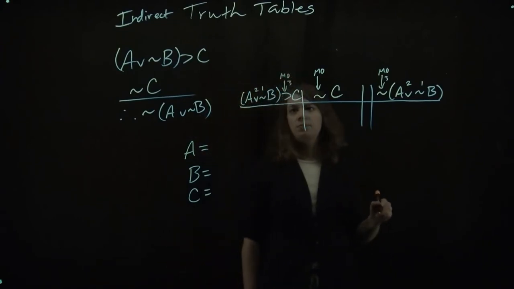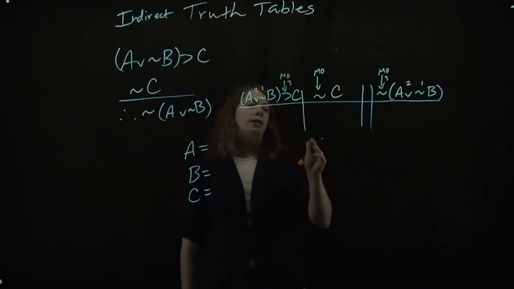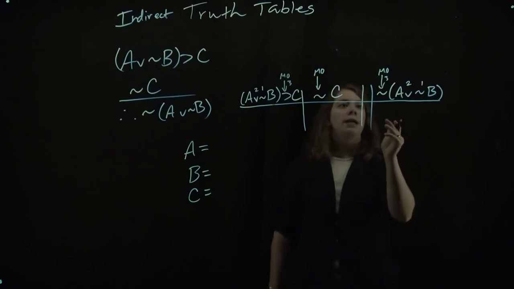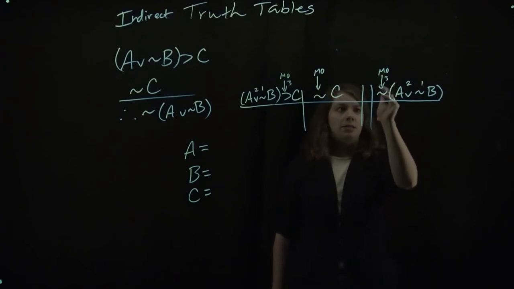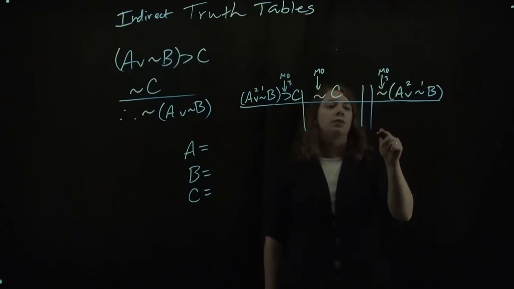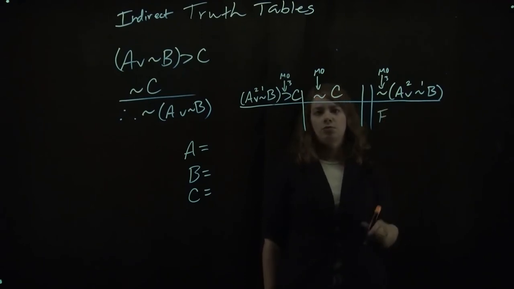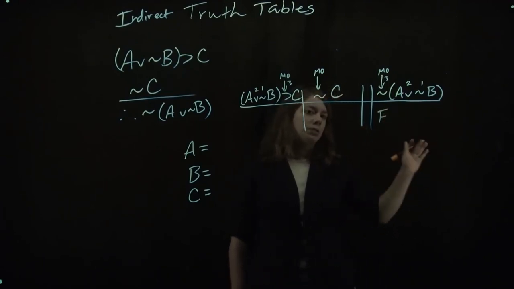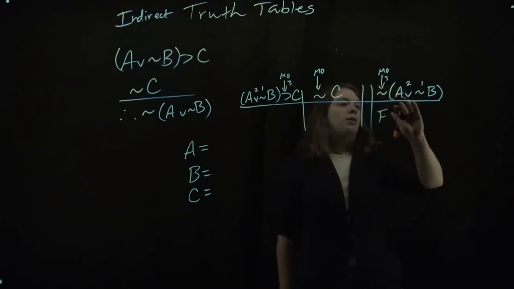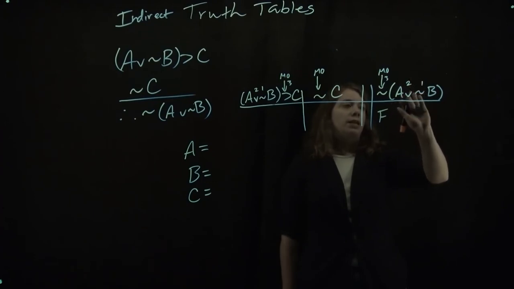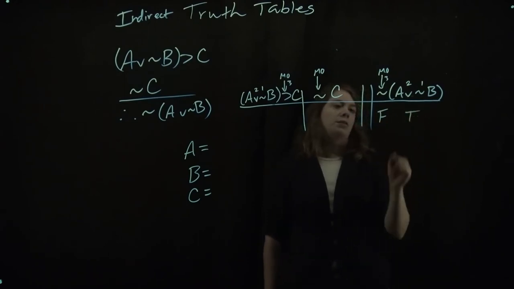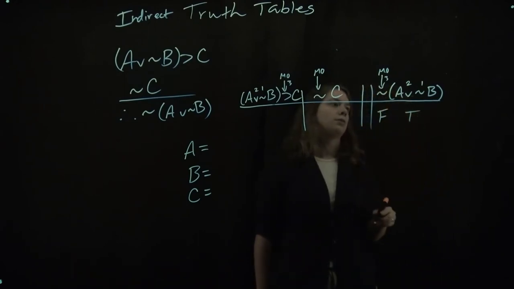And so the way these truncated indirect truth tables work is that we want to make the main operator in the conclusion column, the tilde, false. So we're automatically setting the final value to false. And then we're going to proceed to work backwards. So the way it works here is that we want our second operator here, the wedge, to be true, because obviously the opposite of true is going to be false. Right?